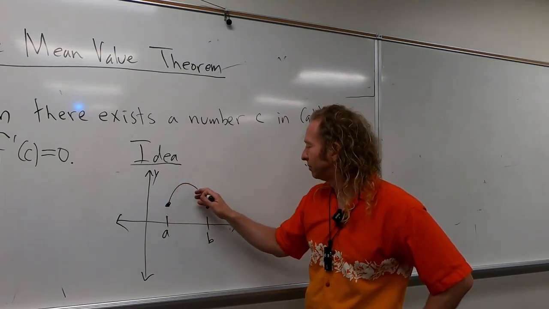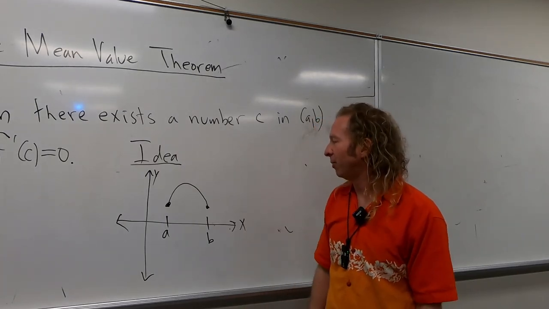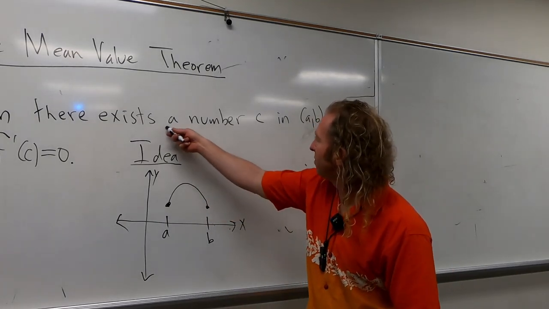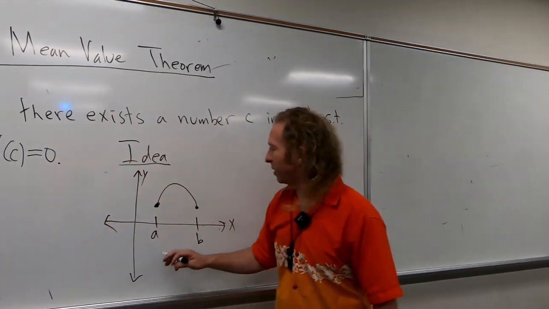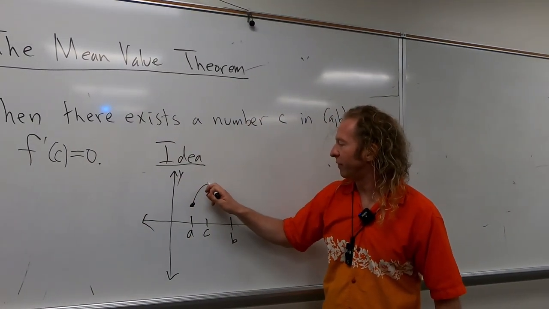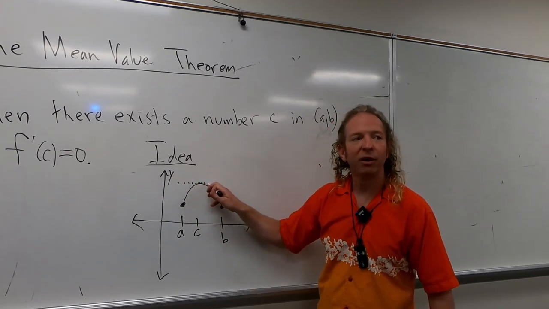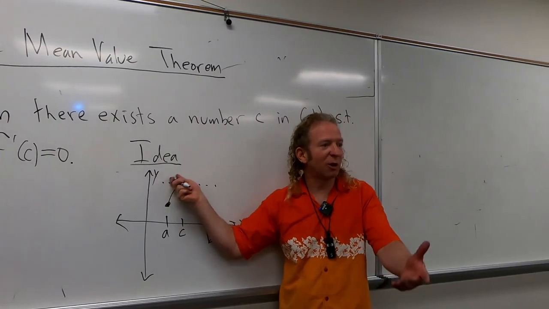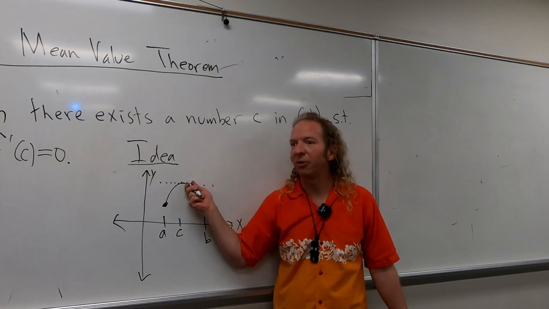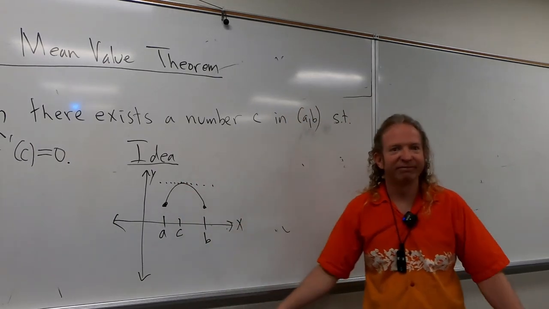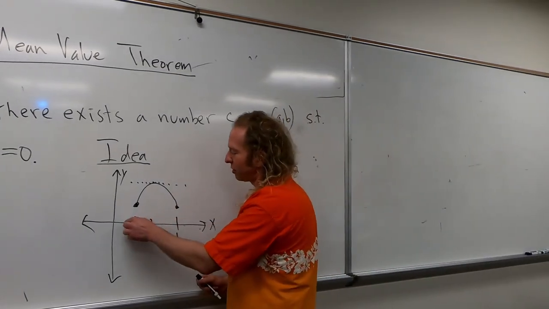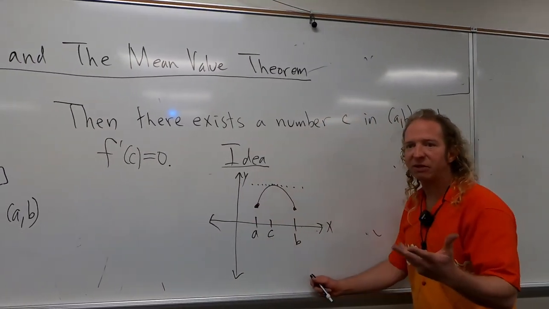So that's an example. So there is a number c in (a, b) where the derivative is zero. Well, that number would be here, because the derivative here is zero, because the derivative is the slope of the tangent line. So the slope is zero because you have a horizontal tangent line. That's it. So it's basically saying there's somewhere where the derivative is going to be zero, right?